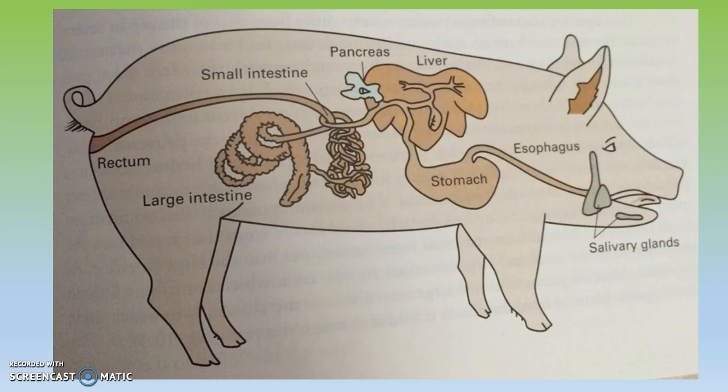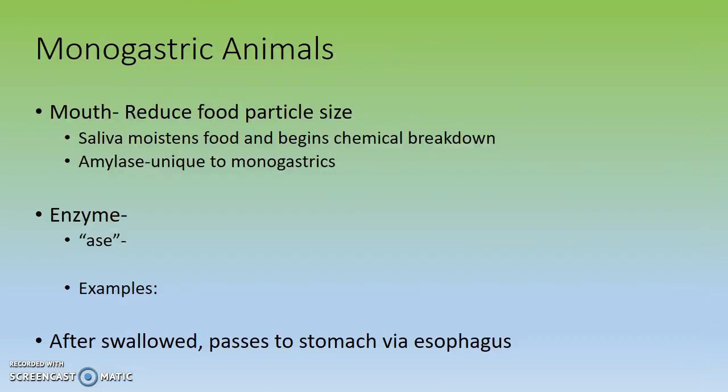And the only animal that's going to be a true monogastric livestock species is going to be a pig. Okay. And they are the most similar to us. So we'll go through each of their anatomy points here relatively quickly because it's pretty basic and it's pretty similar to our structure.